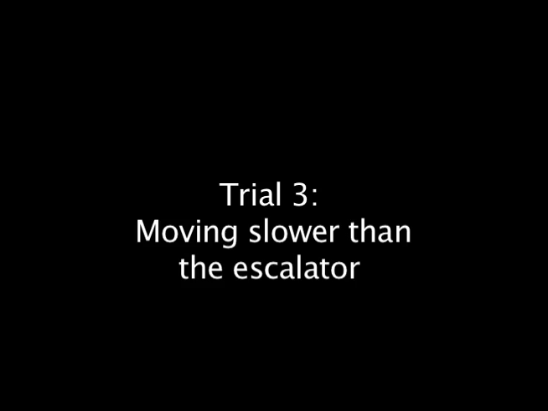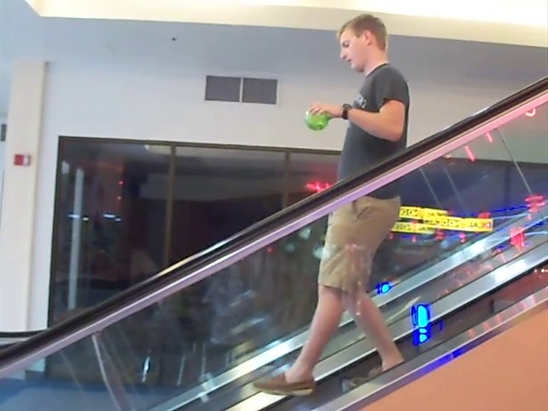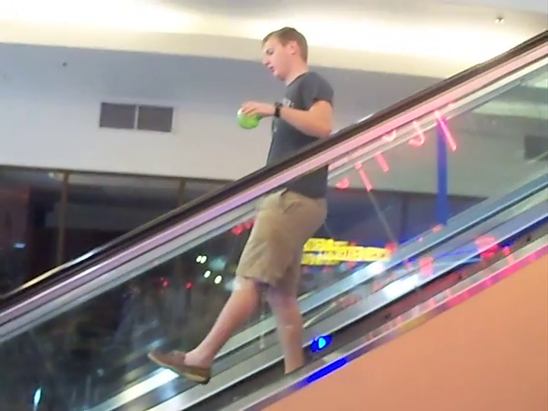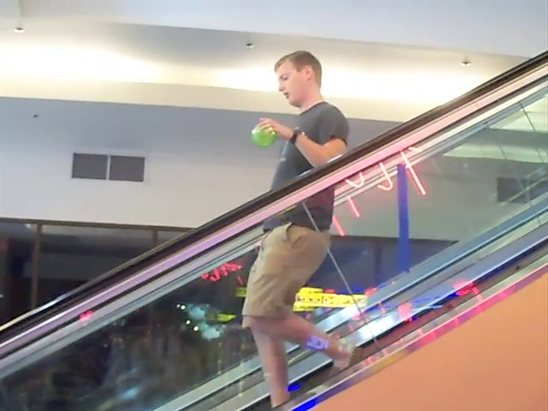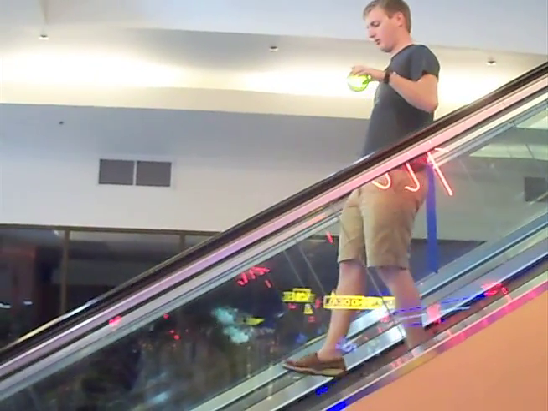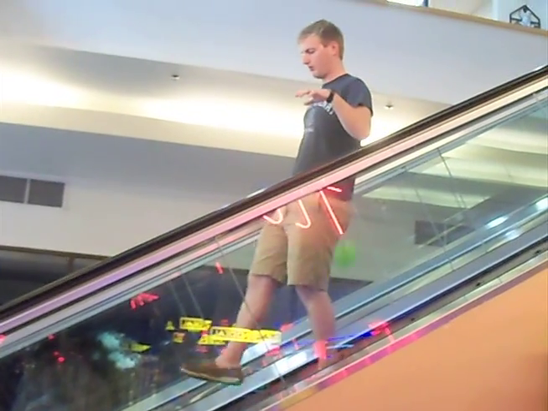Colin is moving slower than the speed of the escalator in the opposite direction. When he drops the ball, it falls slightly behind him. Different from the last trial, the ball has the escalator's forward motion this time. This will also be displayed from various speeds and angles.